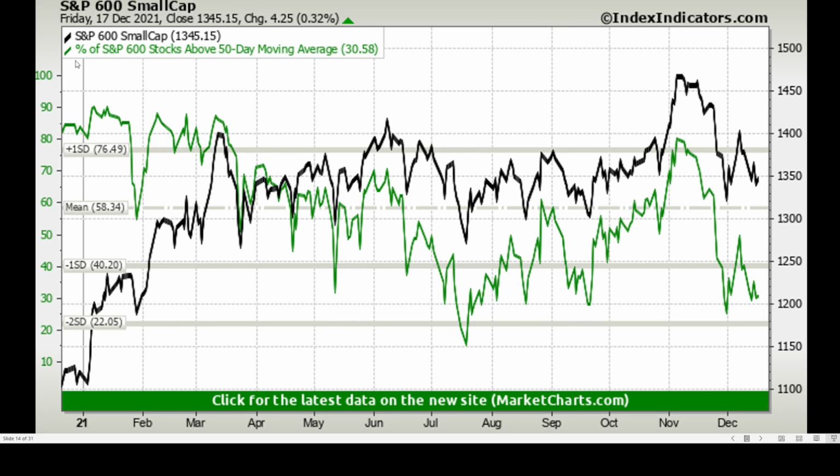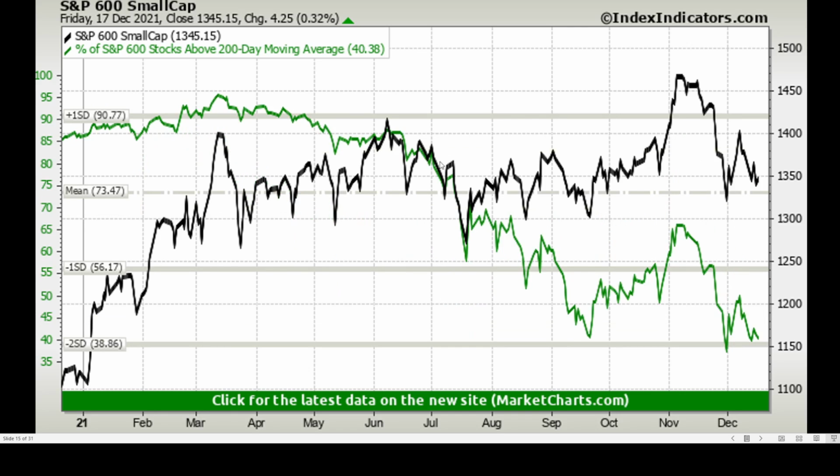Let's take a look at small caps, see the percentage of S&P 600 stocks above their 50-day moving average, heading lower along with the S&P 600. We'll take a look at IWM in a moment. How about the percentage of S&P 600 stocks above their 200-day moving average? Remember, when you're below the 200-day moving average, it's a very bearish signal. A lot of money managers will tend to start selling at that point. This is looking at a -2 standard deviation over the last year, looking to break lower.